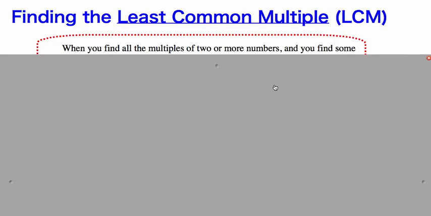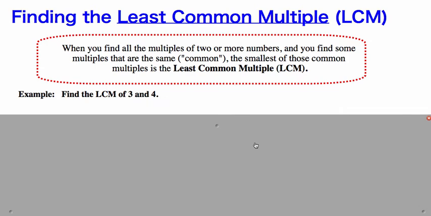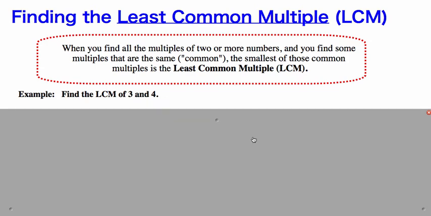Now you will be asked to find the least common multiple, or LCM. When you find all the multiples of 2 or more numbers, and you find some multiples that are the same or common, the smallest of those common multiples is the least common multiple. This is kind of similar to the greatest common factor in that we're going to list multiples of 2 or more numbers, and we're going to find the ones they have in common.